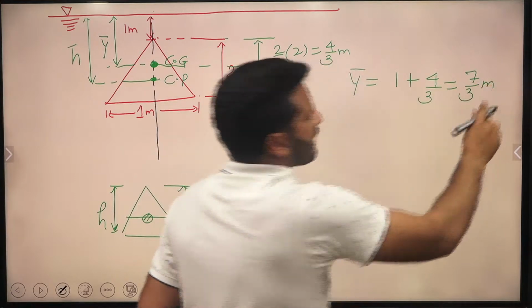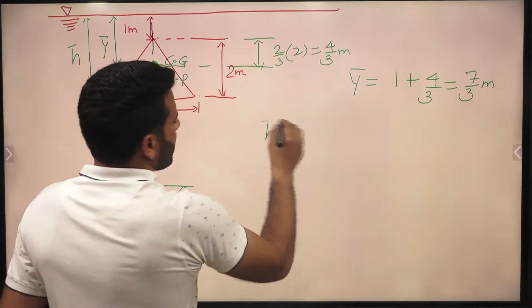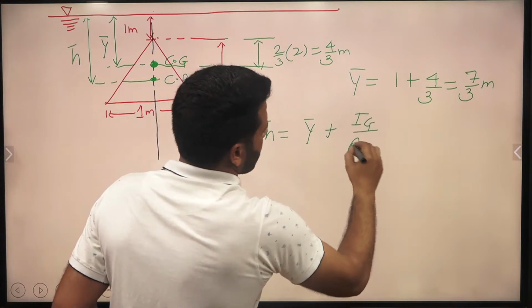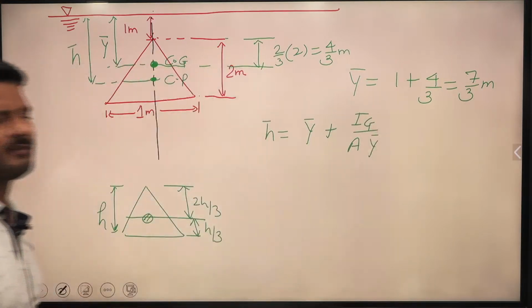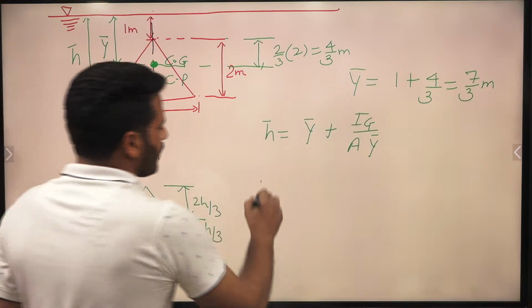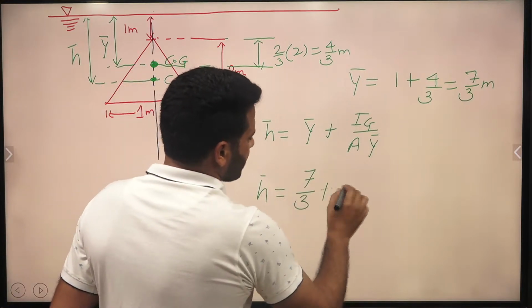I'm not solving it, I'm just putting it as it is. Now h bar, how to calculate h bar? H bar is your y bar plus Ig upon A into y bar. This we have the formula. Clear? So just put in the values and let me know what will be the answer. So h bar equals y bar, which is 7 by 3, plus Ig.